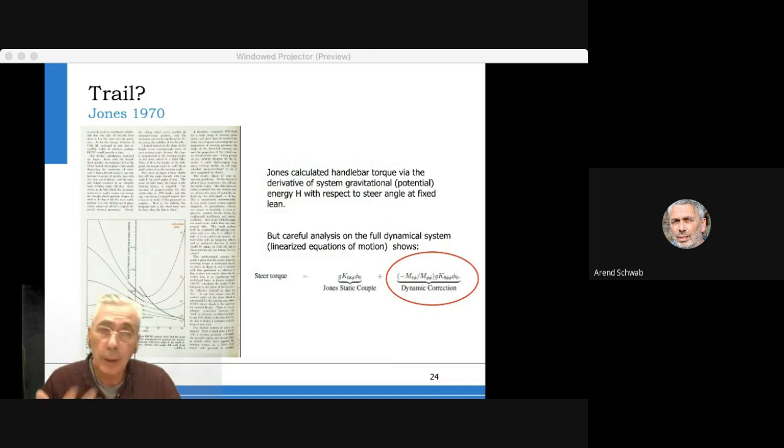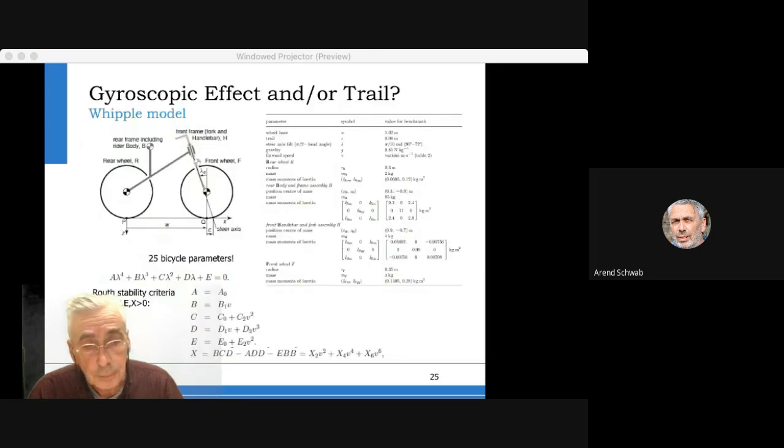And if you then correct for the dynamics, if you include that dynamics effect, it's not so obvious anymore that you need a positive trail. Maybe you can also do it with a negative. So both explanations, gyro and trail, are not sufficient to explain why the bike stays upright. So what do you do? Well, you go back to your equations again, and then you formulate these stability criteria.